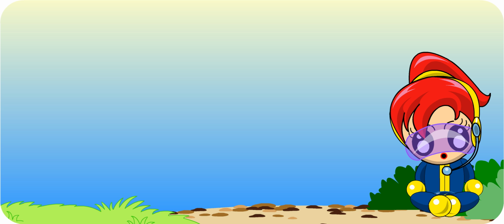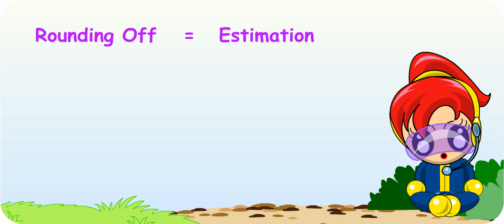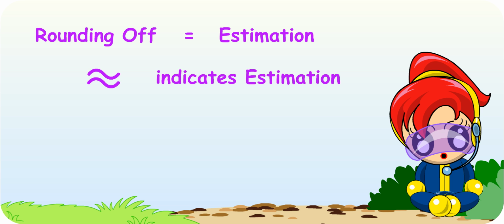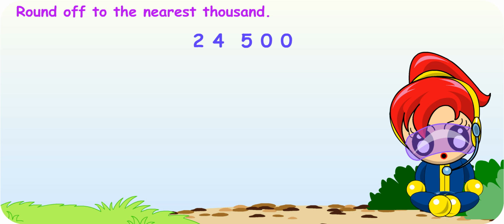Now, I am going to teach you how to round numbers off to the nearest thousand. When we say rounding off, we mean approximation or estimation. We use this sign to indicate estimation. For example, round off 24,500 to the nearest thousand.